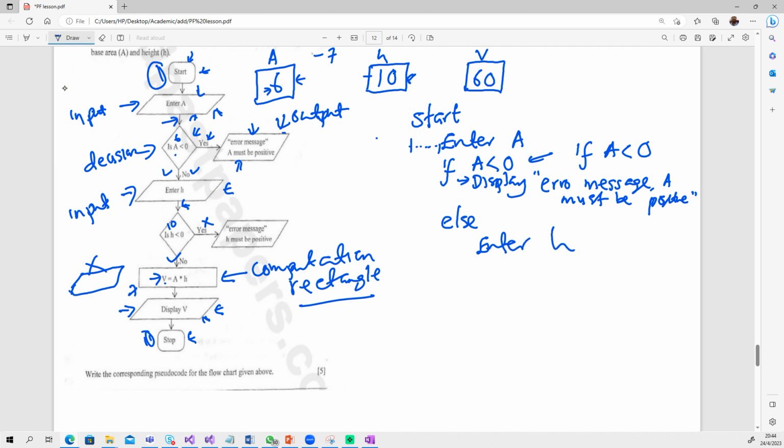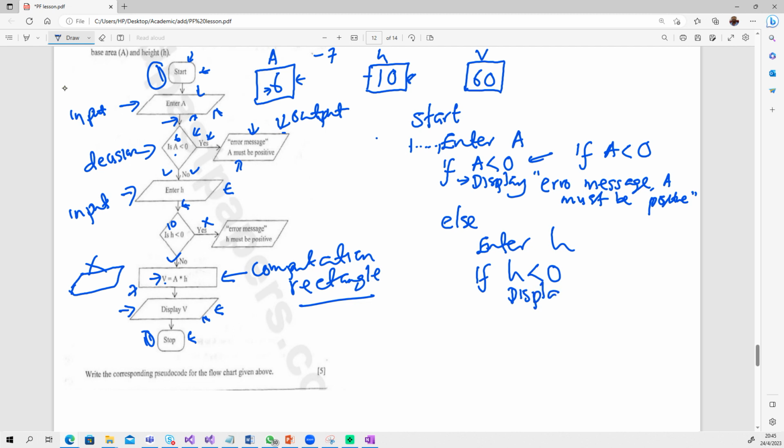enter h. Okay, enter h. So the enter h, then what do I do next? According to the flow line, there's a condition coming next here. So you say is h less than 0. So I'll put a condition. I say if h is less than 0. If this was true, what am I going to do? I'll display this error message, h must be positive. So I'll come here and say, if this is true, I'll display this.